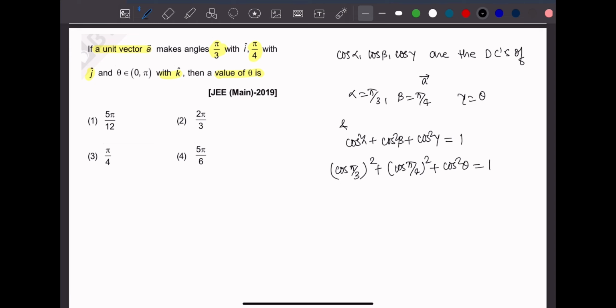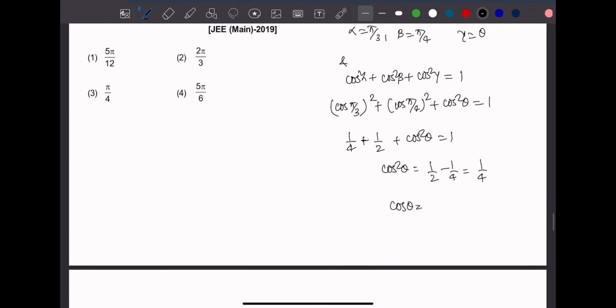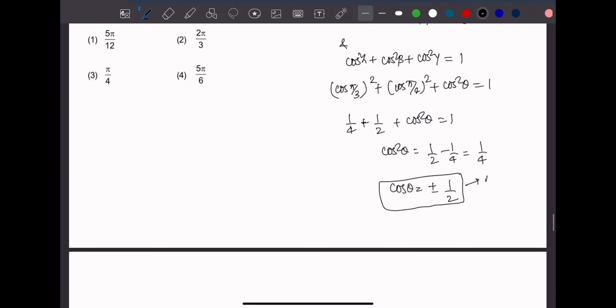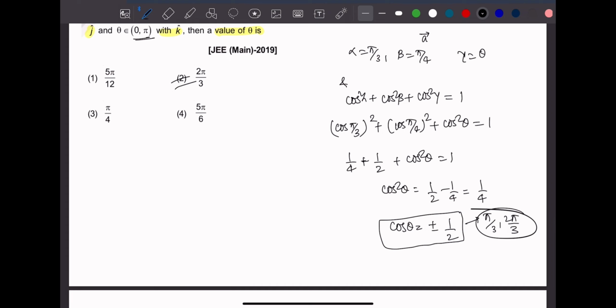Cos pi by 3 we have 1 by 2, that is 1 by 4 plus 1 by 2 plus we have cos square theta is equal to 1, which means cos square theta is equal to 1 minus 1 by 2 minus 1 by 4, which is equal to 1 by 4 only, which means cos theta is plus minus 1 by 2. Given that theta belongs to 0 to pi only, two possibilities we have for this one, pi by 3 and 2 pi by 3. So 2 pi by 3 is our correct answer.